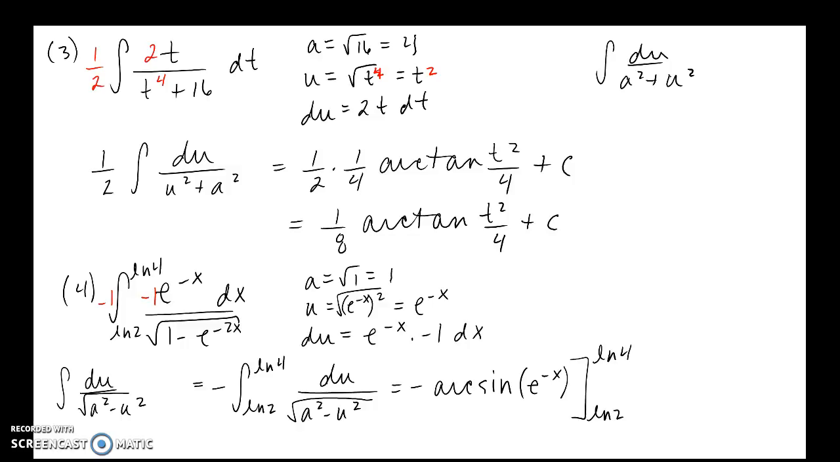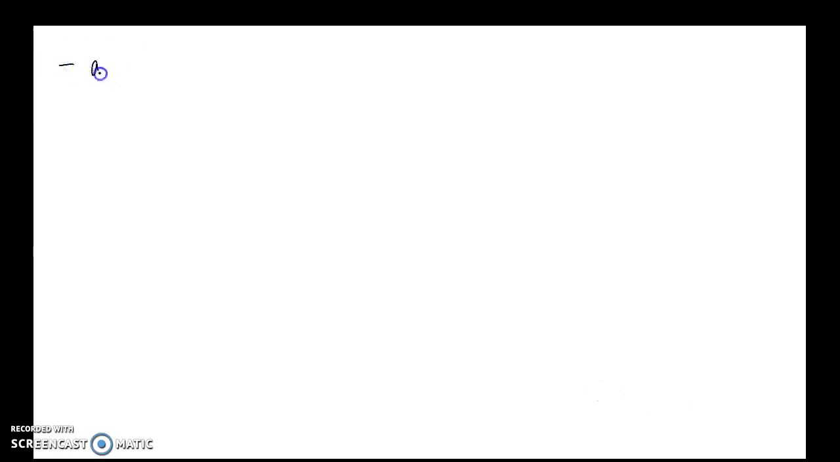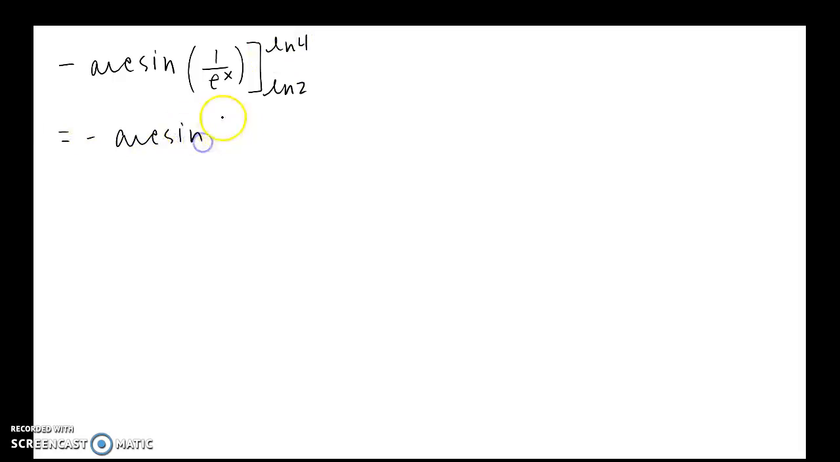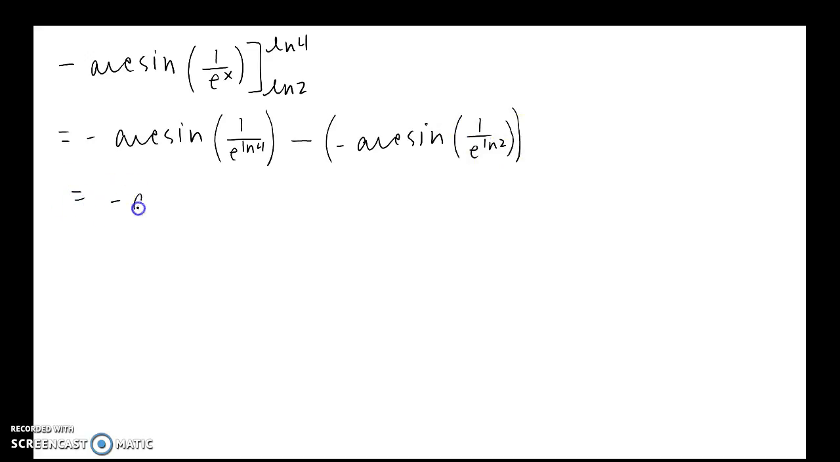All right, let me complete this over here. So we have, I'm going to make it a positive exponent, from ln of 2 to ln of 4. Okay, so I have negative arc sine of 1 over e to the ln of 4 minus negative arc sine of 1 over e to the ln of 2. So negative arc sine, e and ln will cancel each other out, of 1/4 plus arc sine of a half.